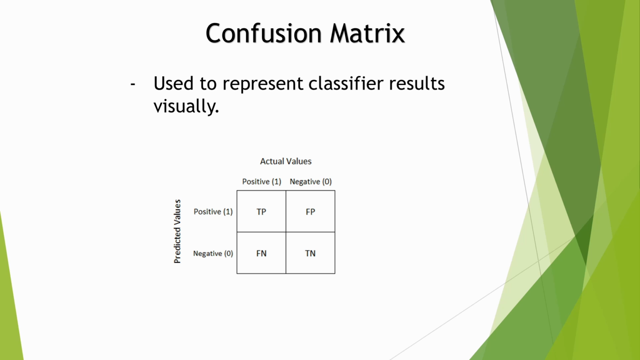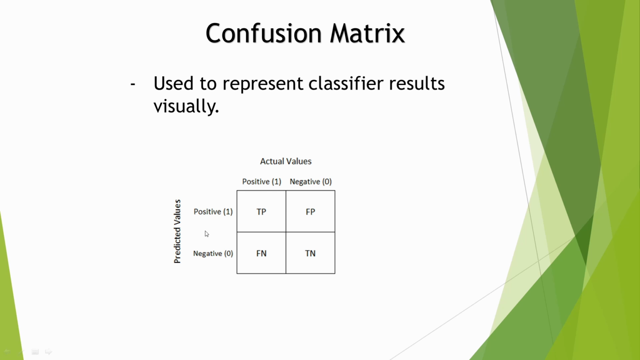So this is the confusion matrix. This is how we visually represent our classifier model. It can be either true positive, false positive, false negative, or true negative. Here the true positive represents that the value is actually positive and our model has predicted that as positive. That is called true positive.